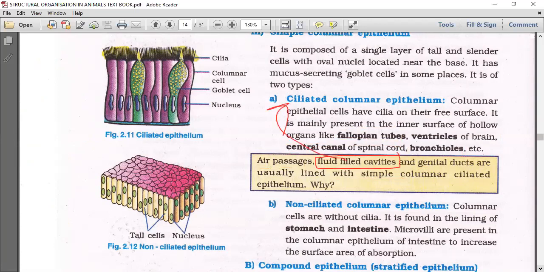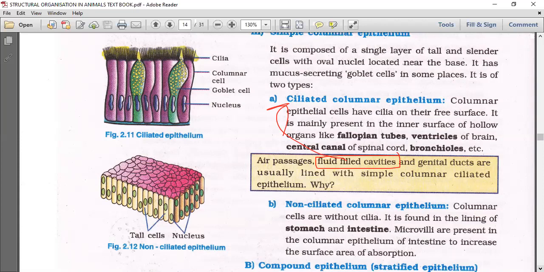That means the ventricles of the brain and the central canal of the spinal cord are fluid-filled cavities. In the human being, that fluid needs to move. Why does it need to move? What is the advantage of the movement? We'll discuss all that in the neural control and coordination chapter in second year.